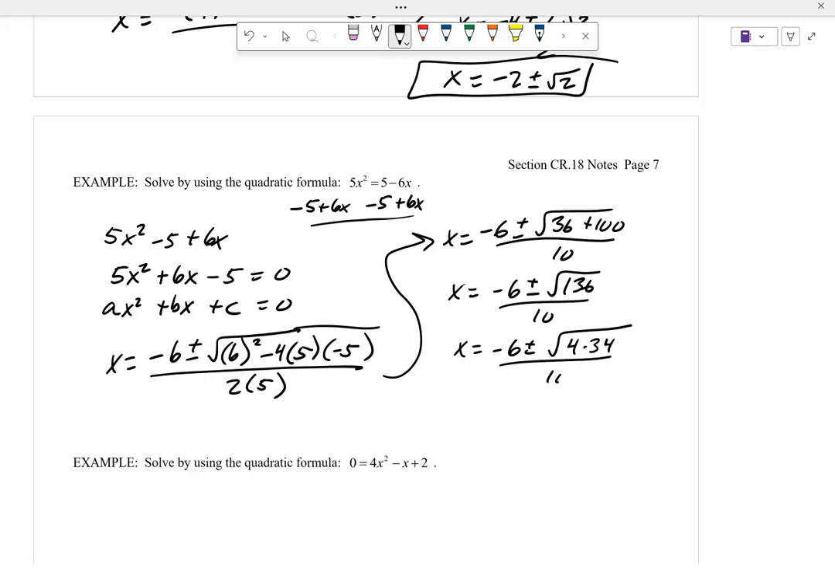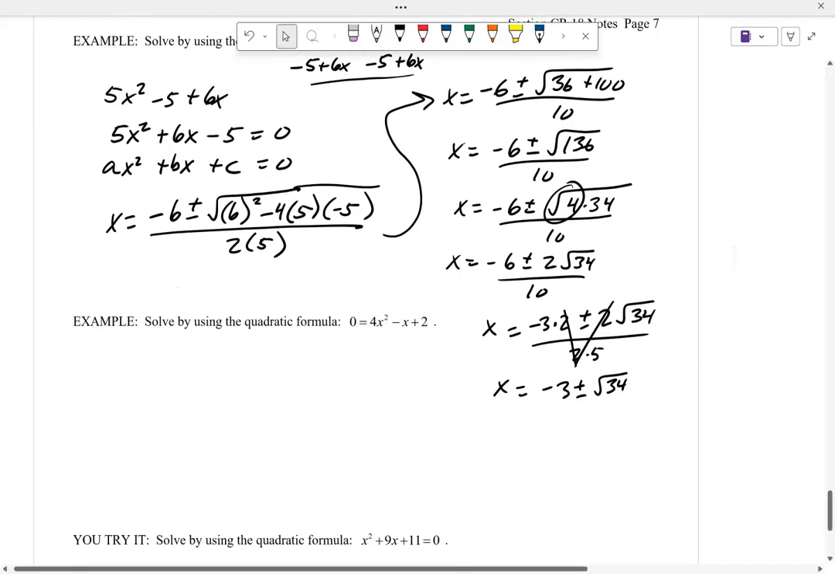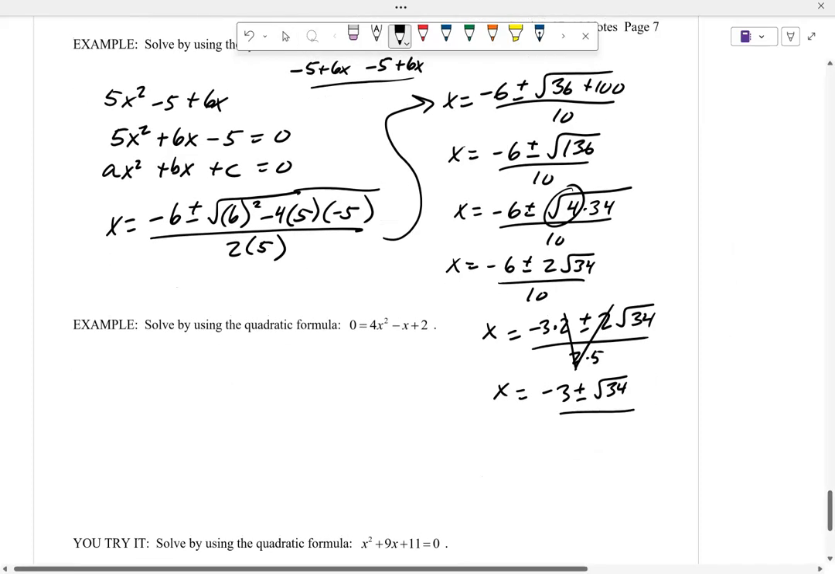Four and 34 gives you that 136. Square root of 4 is 2. And notice a 2 will come out of each of those, right? Like negative 6 is negative 3 times 2. There's a 2 right there. 10 is a 2 times 5. So it's got to go into both, right? Because that 10 is a common denominator. So I got negative 3 plus or minus the square root of 34 all over 5.